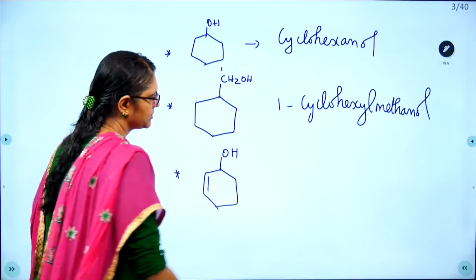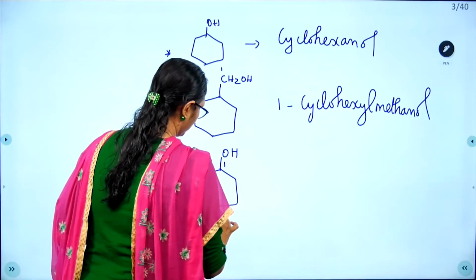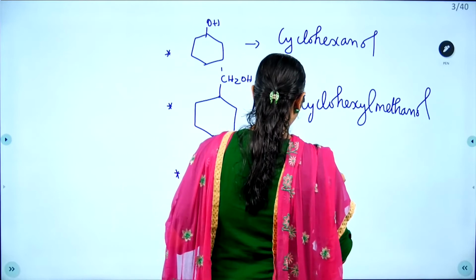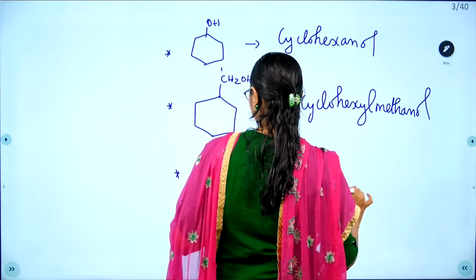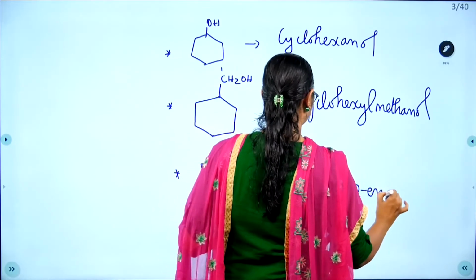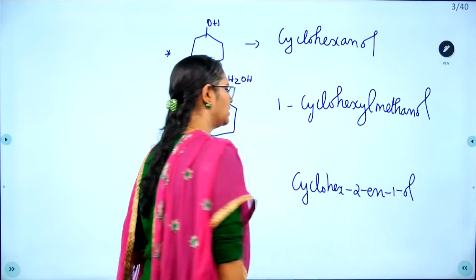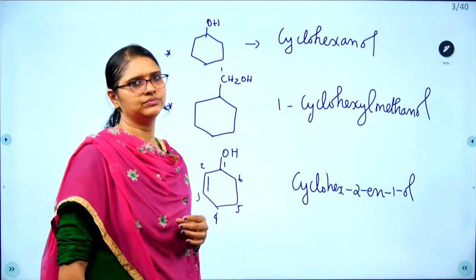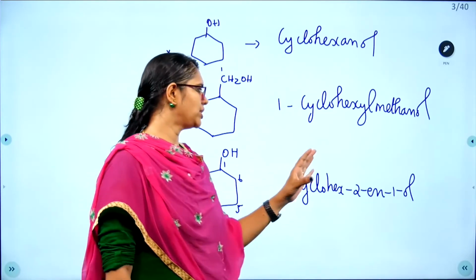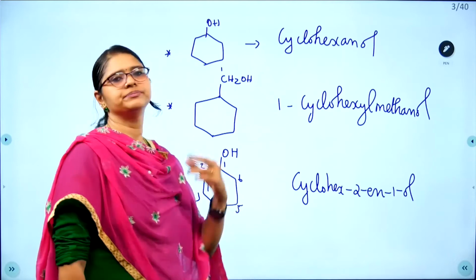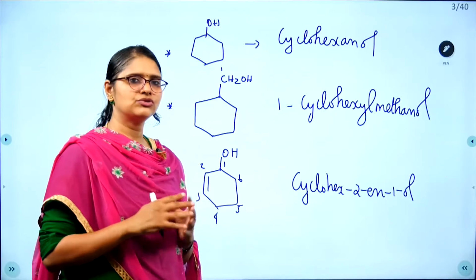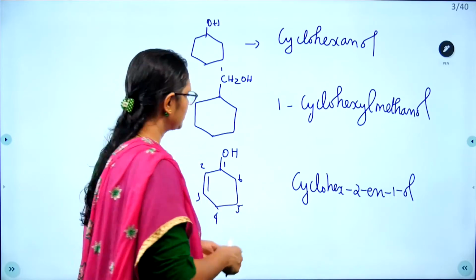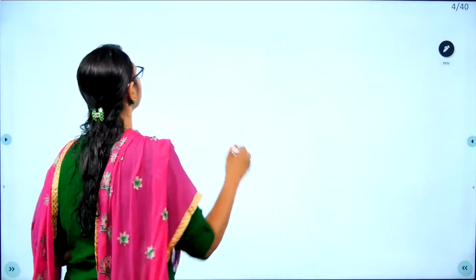What about the next? 1, 2, 3, 4, 5, 6. It is cyclohex-2-en-1-ol. So cyclohex-2-en-1-ol is the IUPAC name. Understood how to name this? Now we will see phenol with respect to the benzene ring.